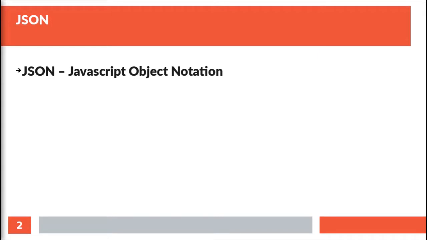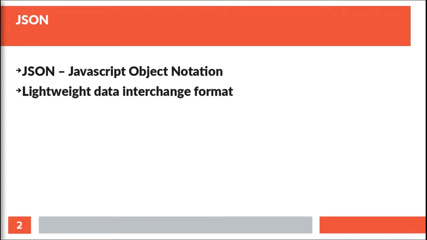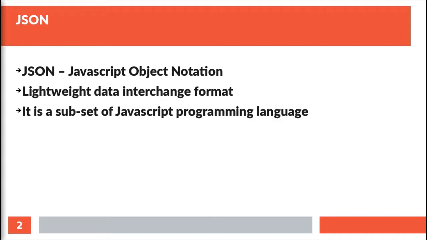JSON stands for JavaScript Object Notation, and it's a lightweight data interchange format that is human readable, and basically the components are like JavaScript. So it's a subset of the JavaScript programming language where the syntax and the variable declaration is very similar to what we use in JavaScript, and it can be considered as an alternative to XML. Extensible Markup Language has been mostly replaced with JSON these days.